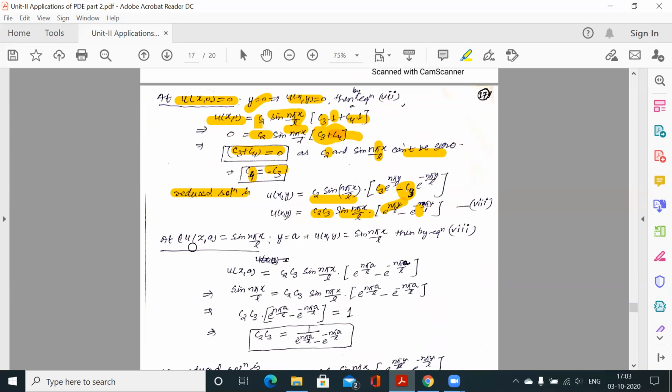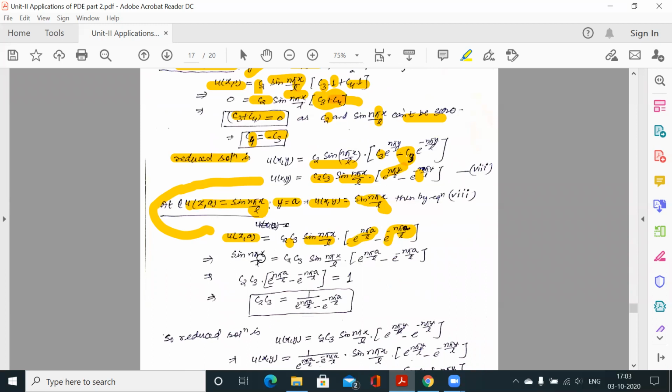So now the fourth condition, u(x, a) is sin(n pi x by l). So at y equal to a, the value of u(x, y) is sin(n pi x by l). So u(x, a) is equal to, in the reduced solution we have to substitute this. So c2 c3 sin(n pi x by l). Now we have substituted a for y. So e to the power n pi by l times a, and minus e to the power minus n pi by l times a. So now the left hand side u(x, a) is sin(n pi x by l).